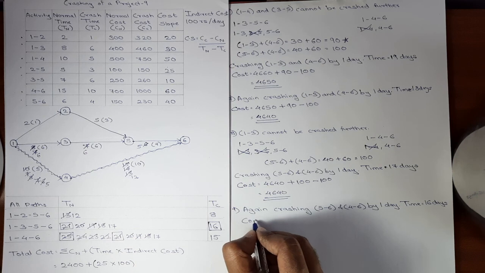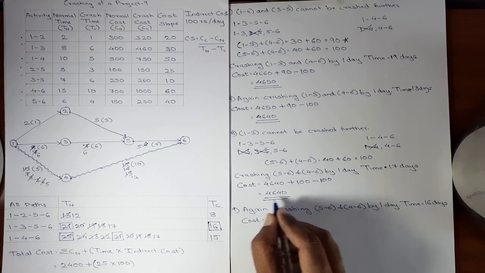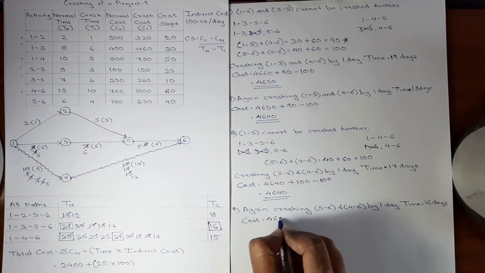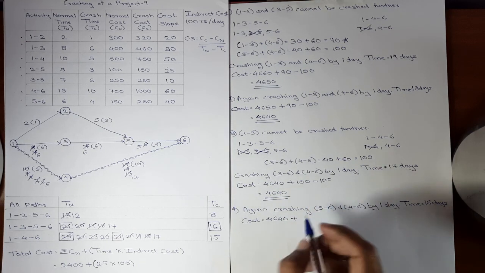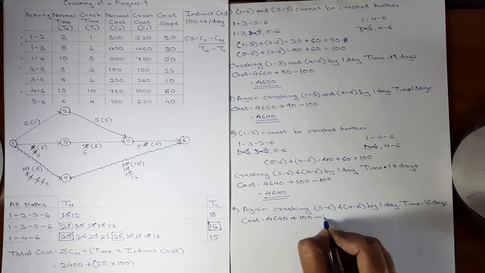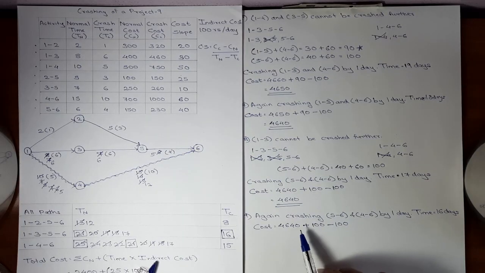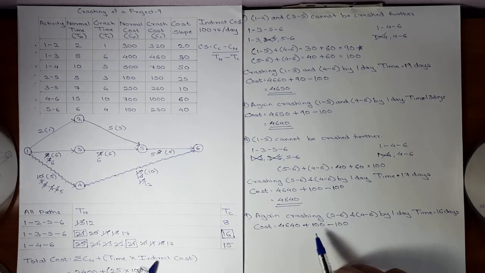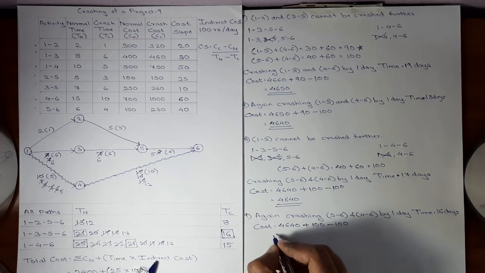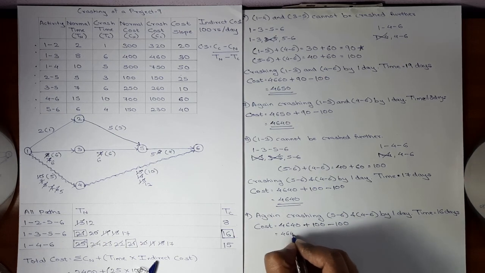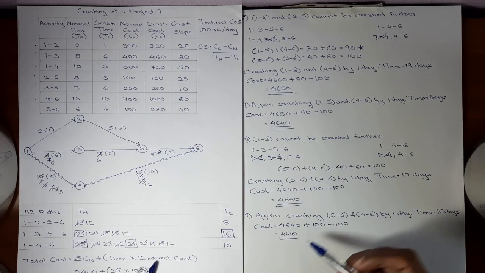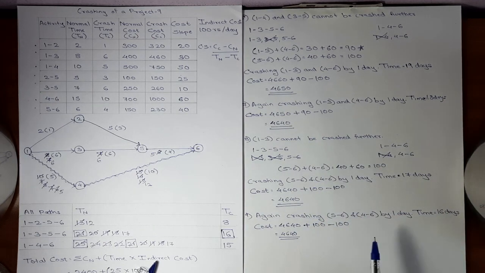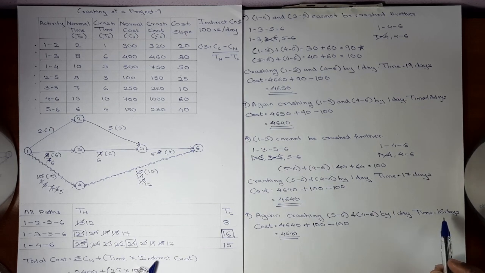and the corresponding cost will be, total cost will be 4640 plus combined cost slope 100, indirect cost of 1 day is 100. So 4640 plus 100 minus 100, the cost remains same, 4640. In 3 steps the cost is same, but the time is reduced by 1 day. By paying the same cost, we can complete the work in 16 days.